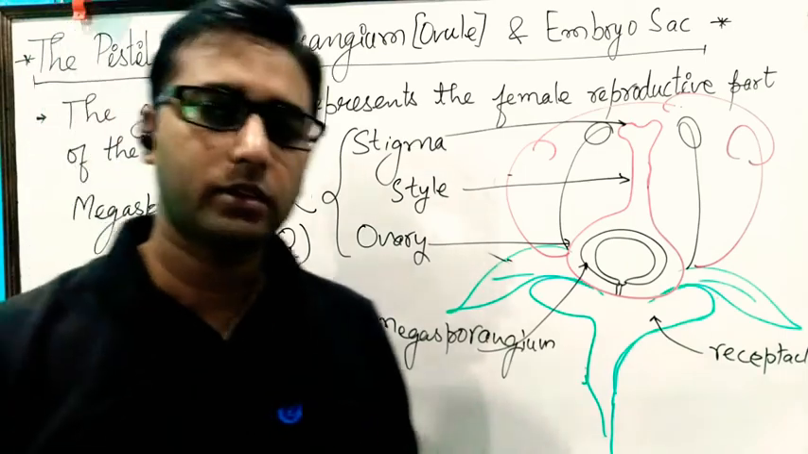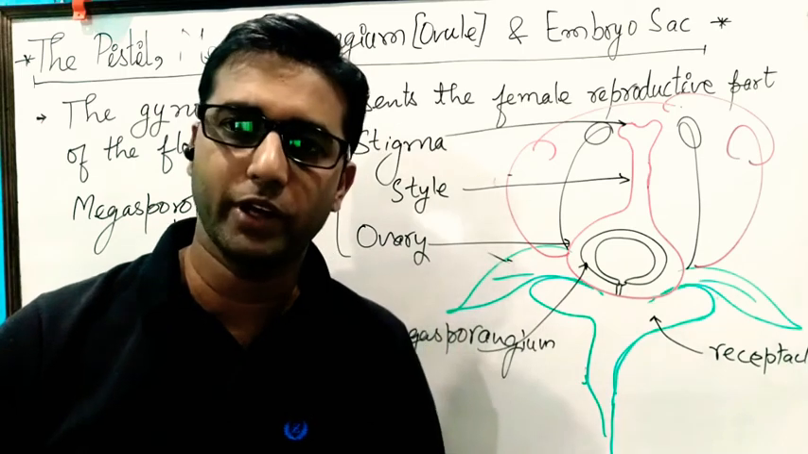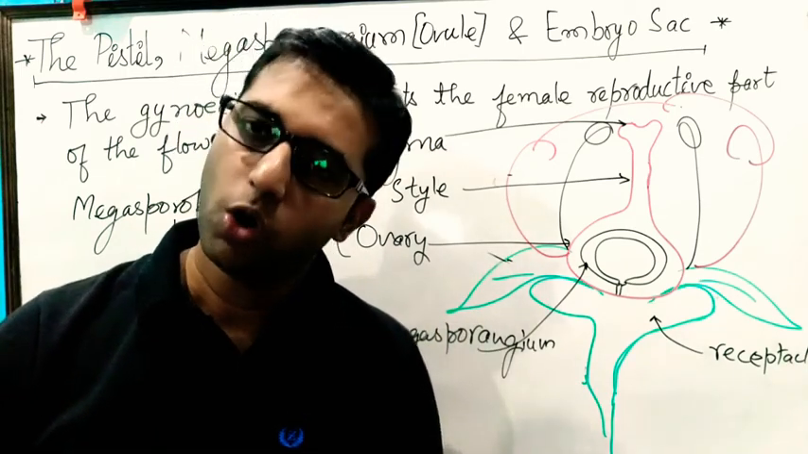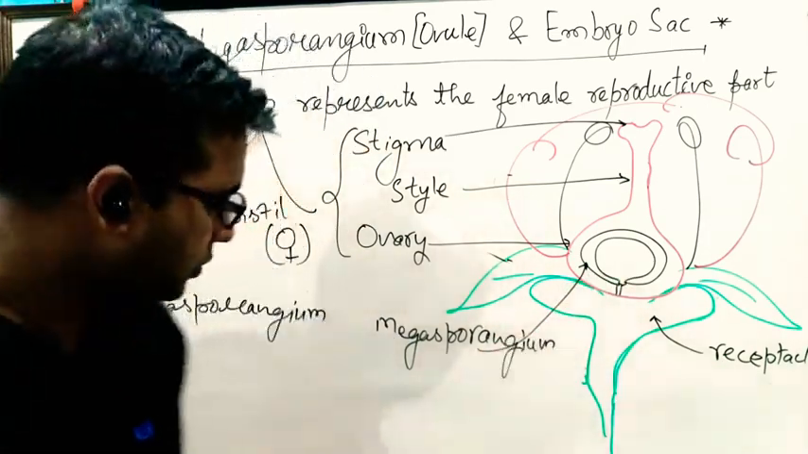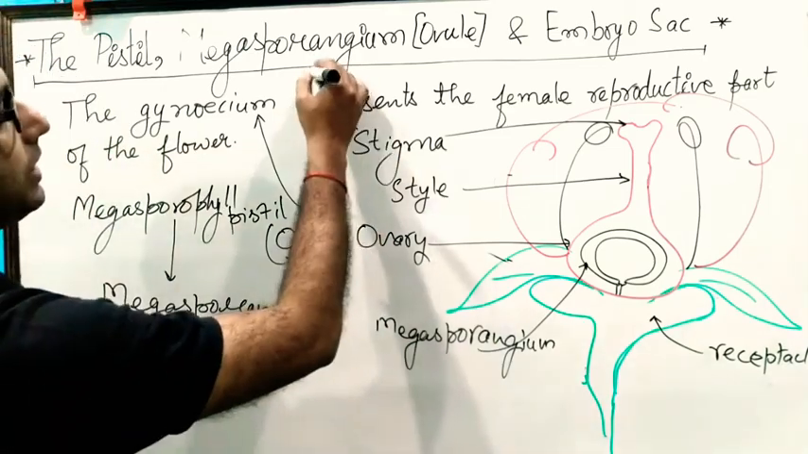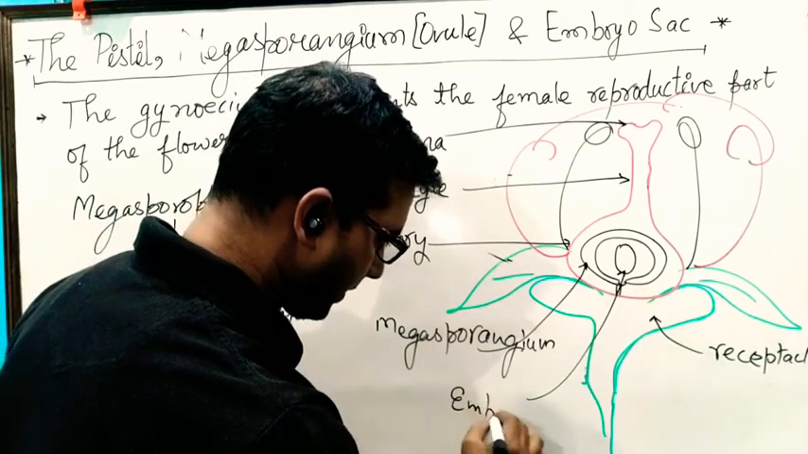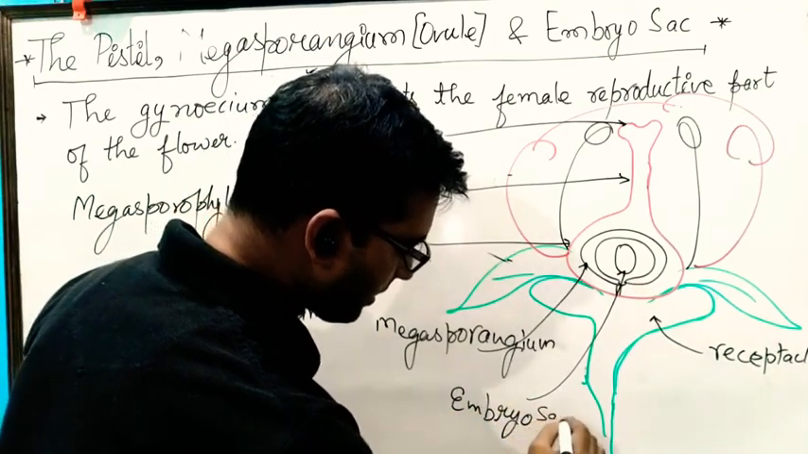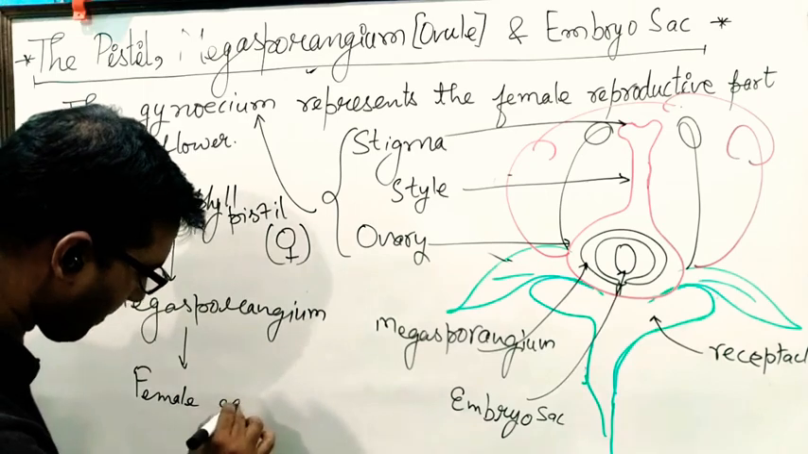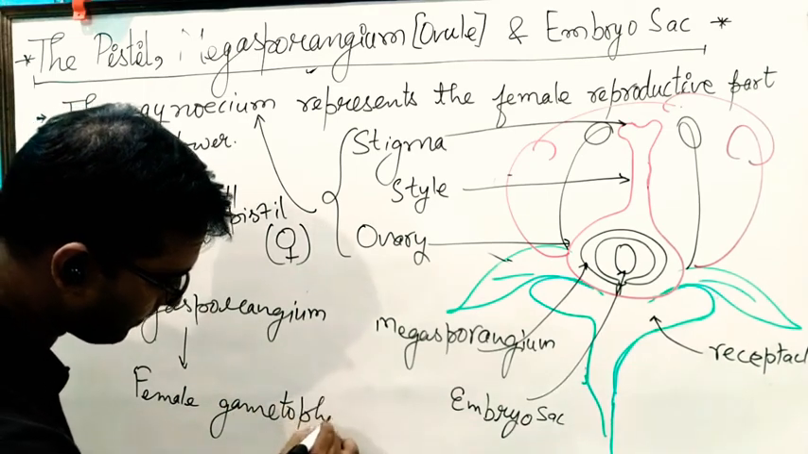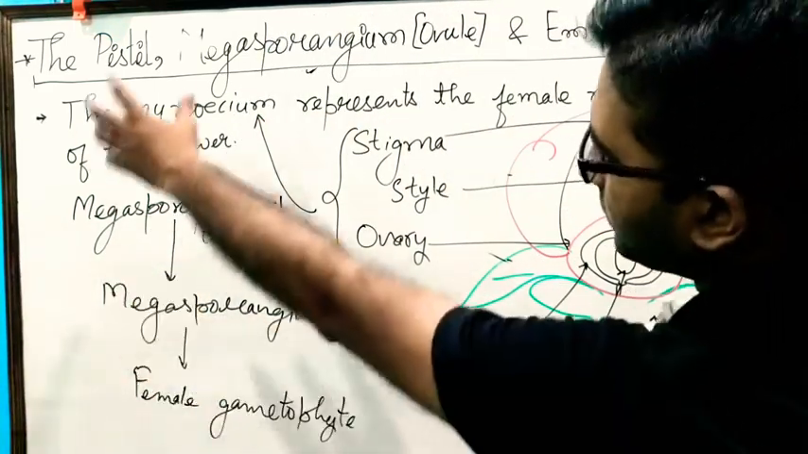Now you can say that the ovary contains some space, some cavity, which is known as the locule. In a particular locule, one ovule is present, and this ovule is the megasporangium. Inside it is the embryo sac, and this is the female gametophyte. So this is what we are going to discuss in this lecture.